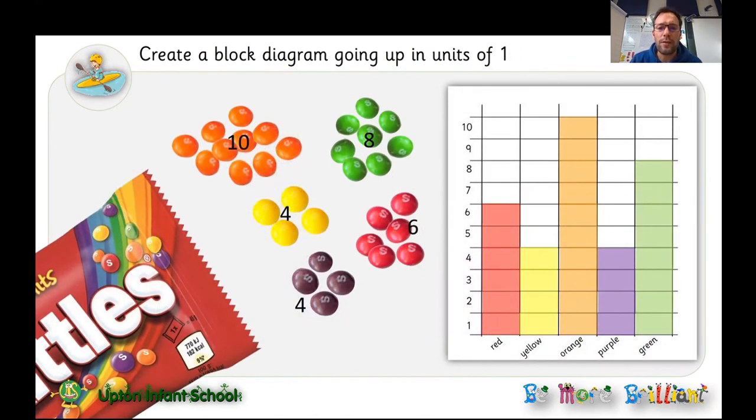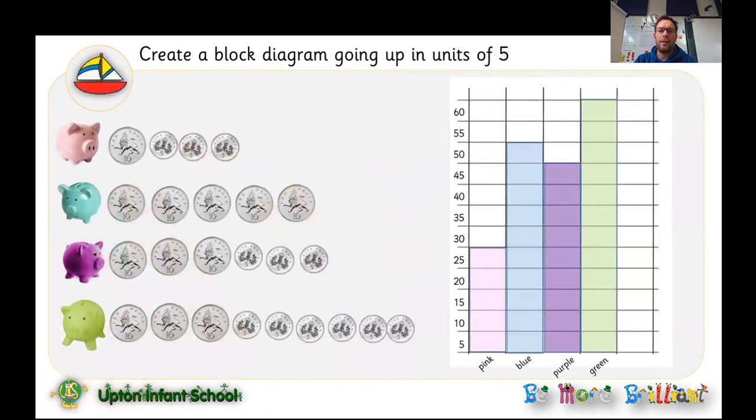Right, if you did the first challenge, hopefully you will have a block diagram which looks something like this. So just compare yours with this one. Do you think you did it correctly? Okay. If you did the second challenge where we had the coins going up in units of 5, then your block diagram should look something like this one. And if you did the money challenge with the block diagram going up in units of 10, then yours should look a little bit like this.